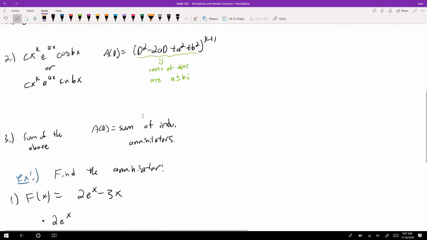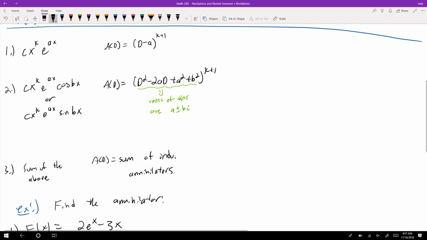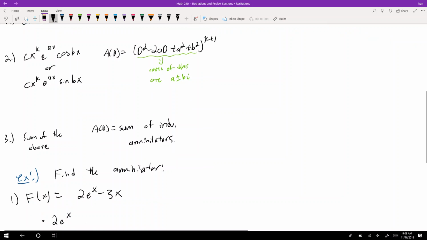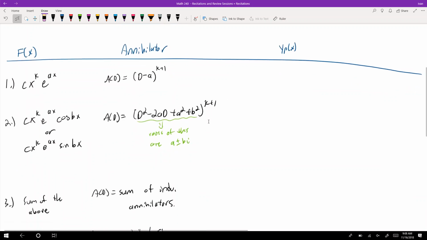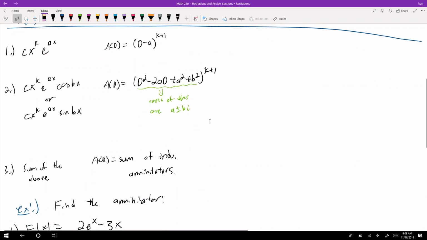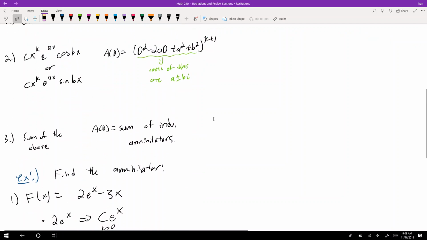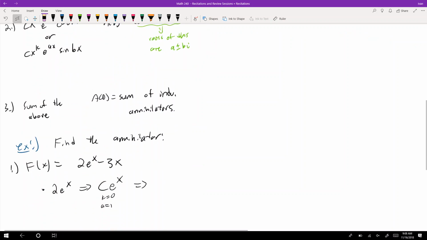Okay, what is 2e to the x? We go back up here to our table, and 2e to the x looks a lot like this first case, right? There's no cosine or sine term. It's really c, some constant times e to the x. We can see that k is equal to 0 and a is equal to 1. E to the x is e to the 1x, and k is 0 because there's no x term. And so the annihilator is going to be d minus a to the k plus 1. But k is 0, a is 1. So this is just d minus 1.